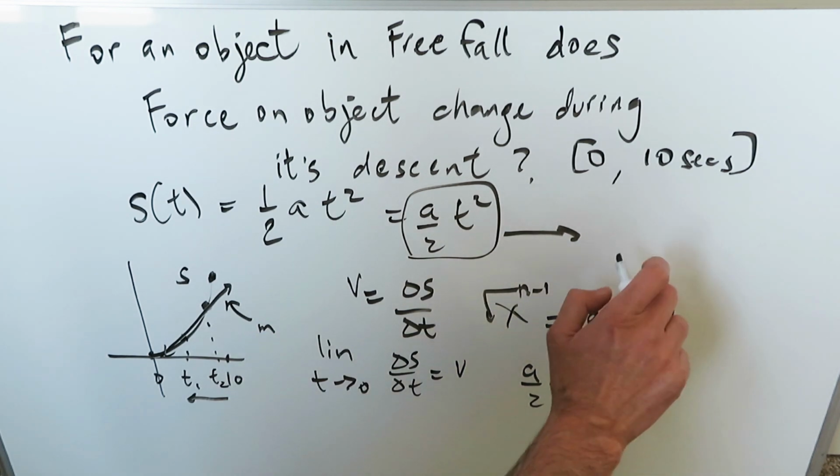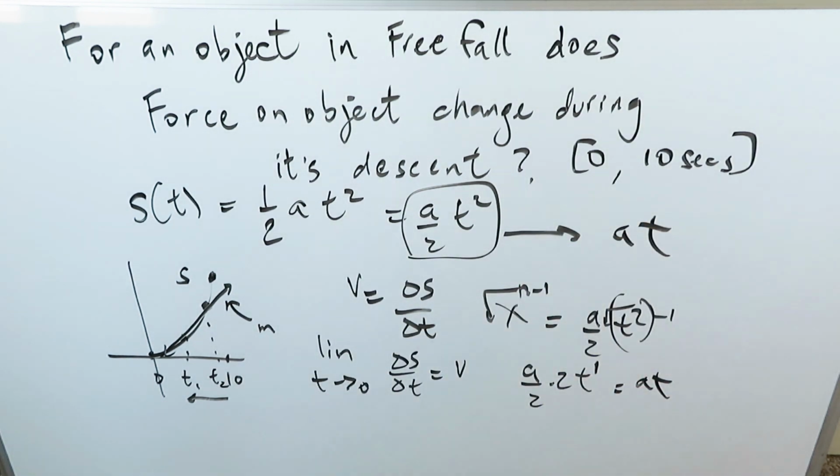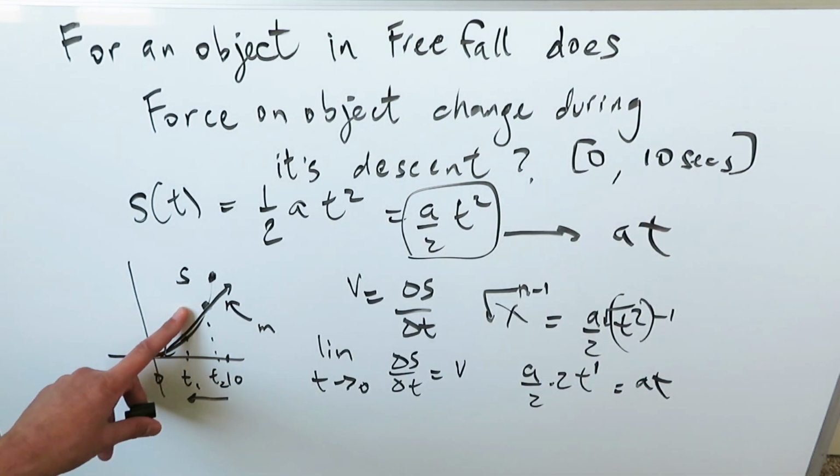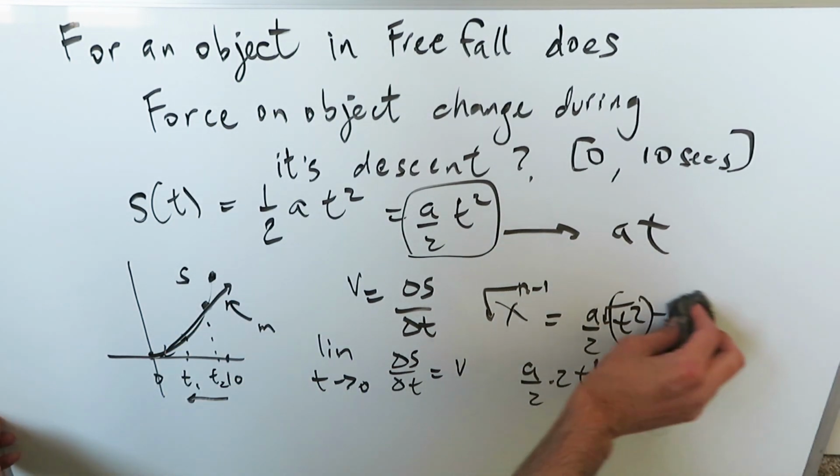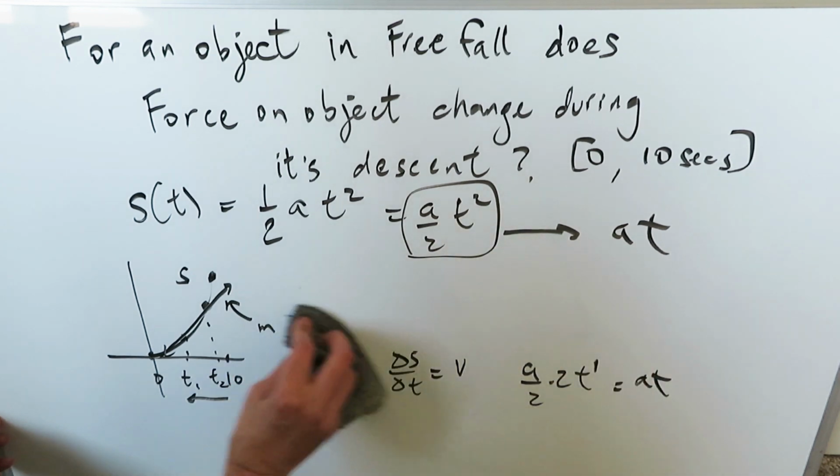And that right here will be my velocity function, at. But look, you have here a parabolic function and now you've ended up with a linear function, at. It's a linear function. Once the derivative is done, we've arrived here at the velocity function.